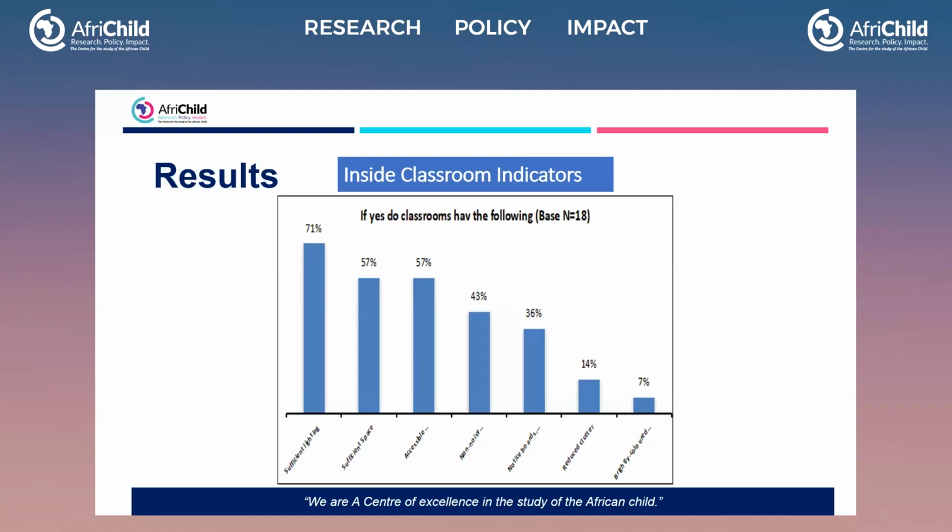It scored only 36%. And for reduced clutter in the classrooms, removing benches and objects in the way, it scored only 14%. And for the brightly colored classrooms, it scored 7%, meaning there's a problem. Then sufficient lighting, 71%.